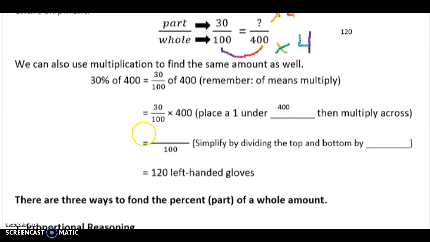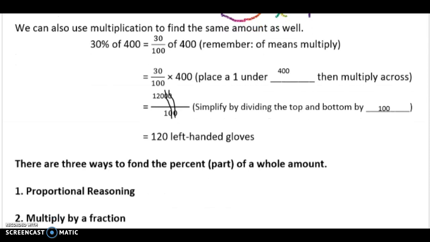Alright, so 30 times 400. 3 times 4 is 12. You have a 0 at the end of 30 and 2 zeros at the end of 400. So that gives us 12,000 over 100 times 1 is 100. So then we need to simplify by dividing the top and the bottom by 100. And that leaves us with 120 left-handed gloves.